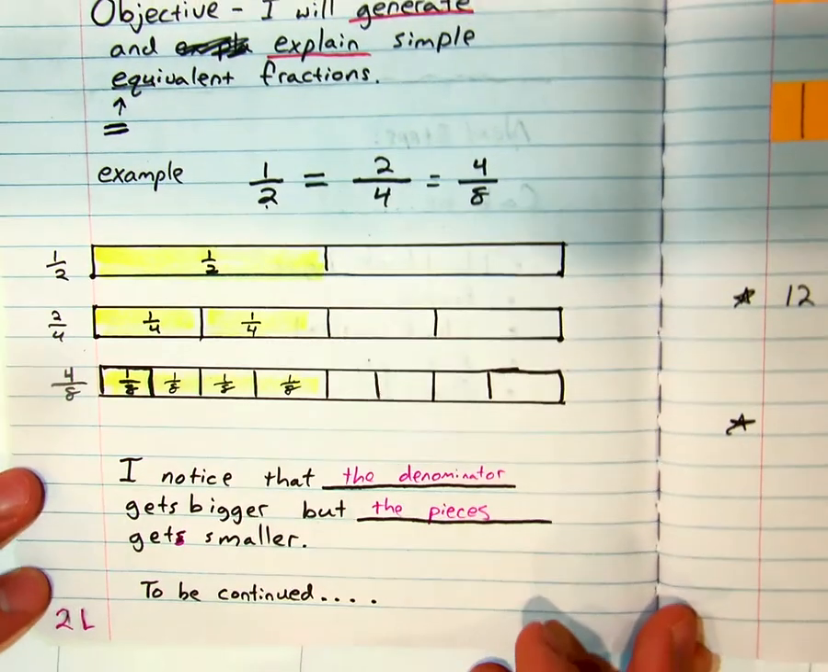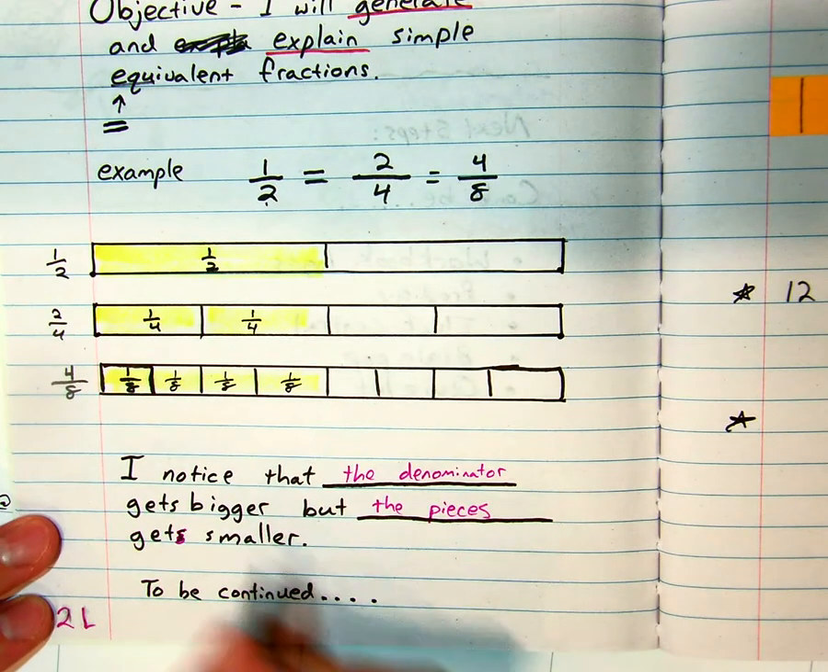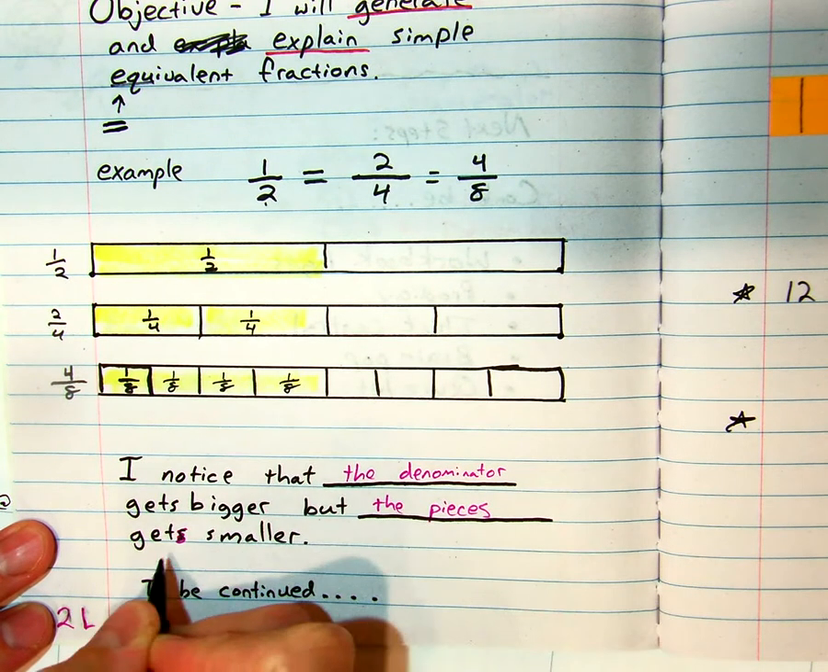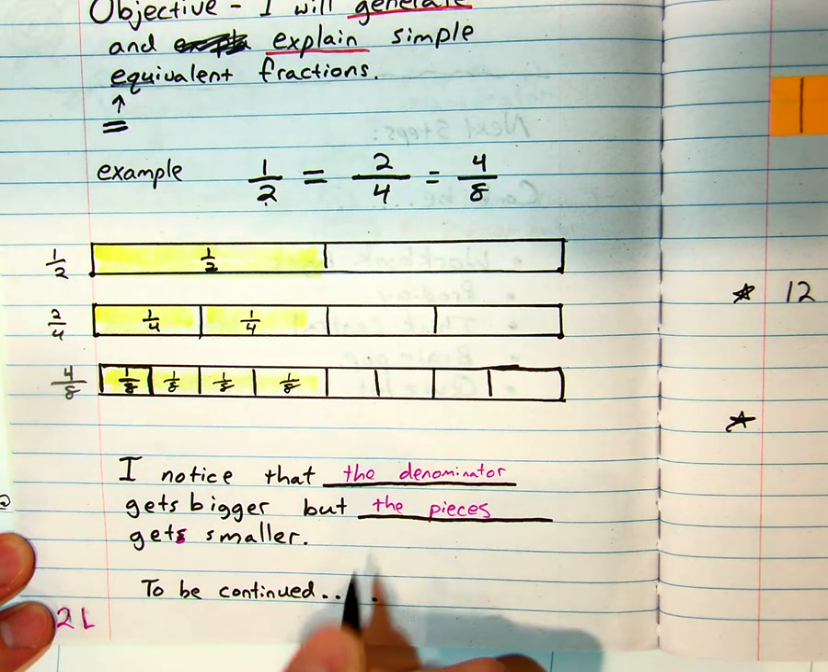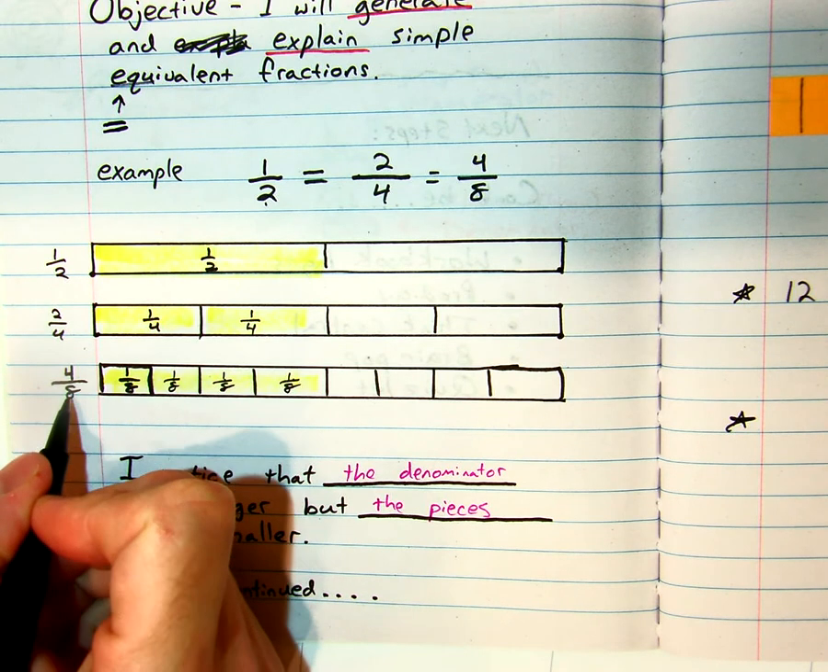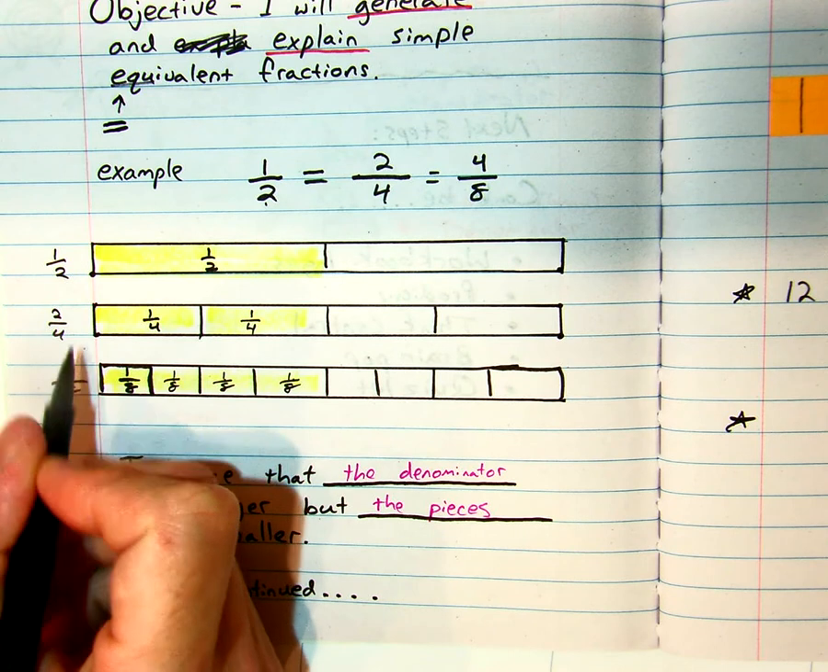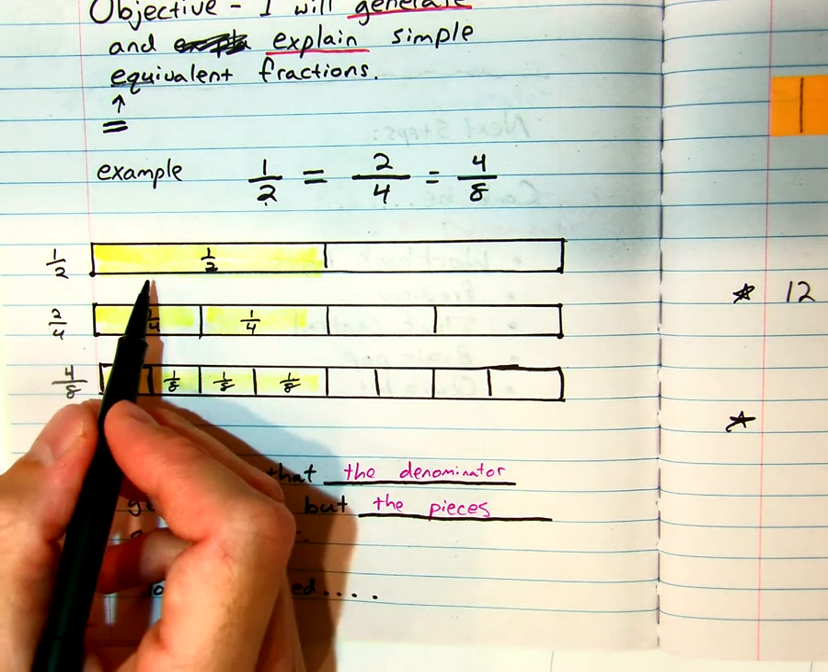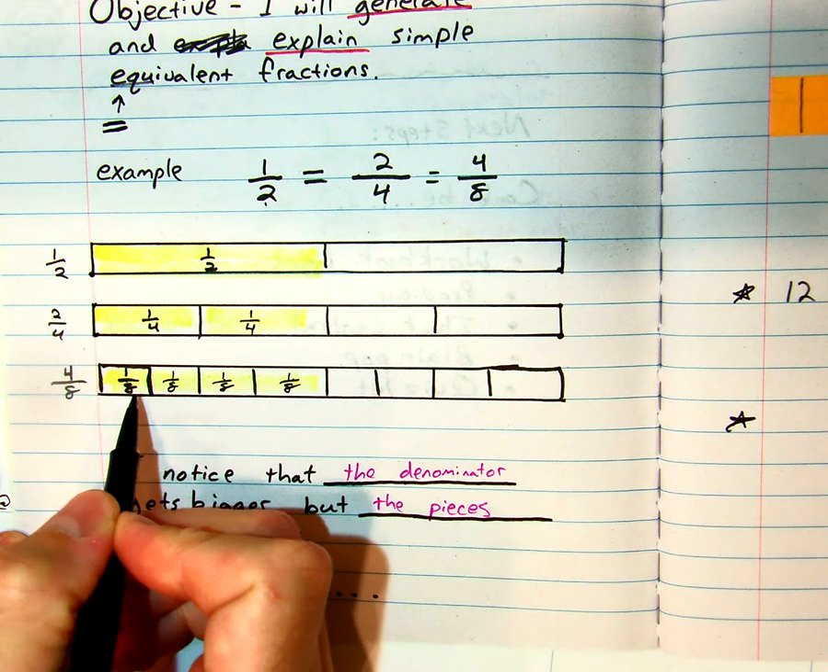We quickly wrote a statement. I noticed that the denominator gets bigger, but the pieces get smaller. This is really the most important part about recognizing a big denominator means tiny pieces. A little denominator means bigger pieces. I would much prefer half of a pizza than 1/8 of a pizza.